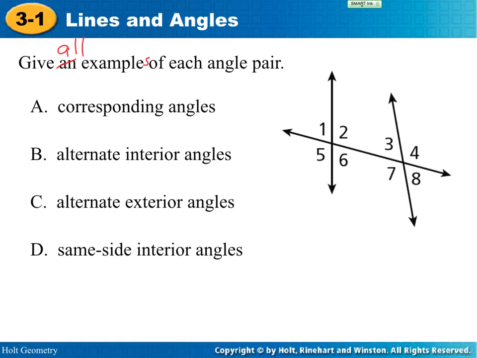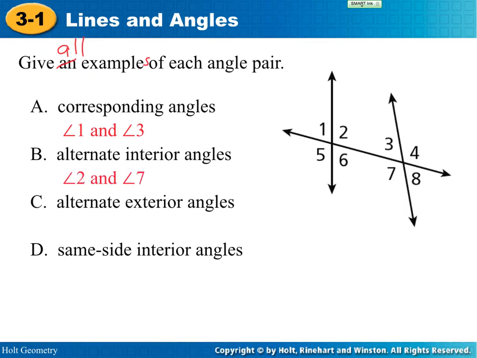Could you come up with 4 pairs? How many alternate interior angle pairs? Should be 2. Alternate exterior angle pairs? 2. Alternate same side interior angle pairs? 2. Because you are limited to interior and exterior, there's not as many choices on those. Okay, corresponding, for instance, 1 and 3, 2 and 4, so on.